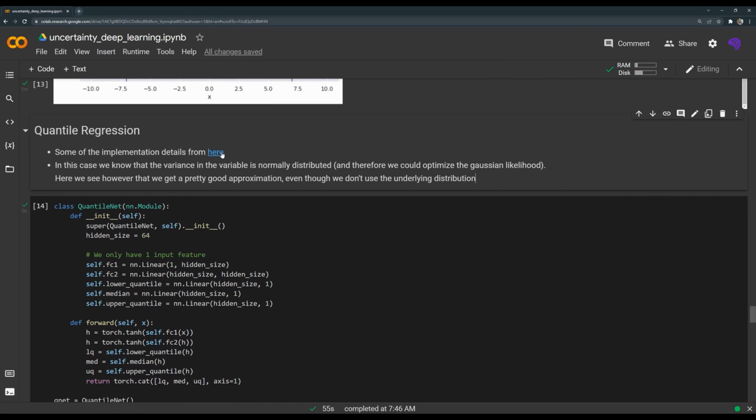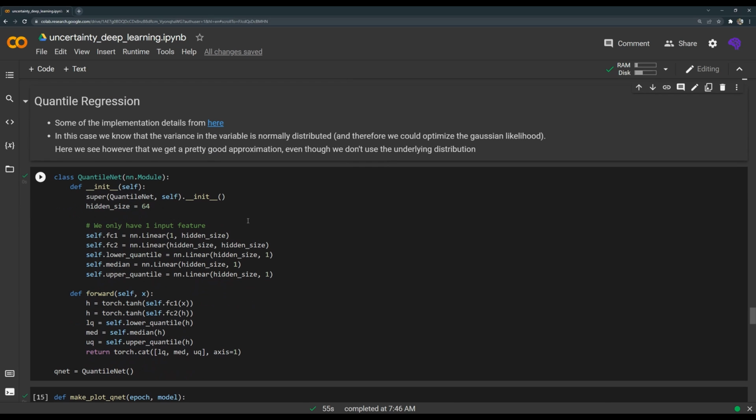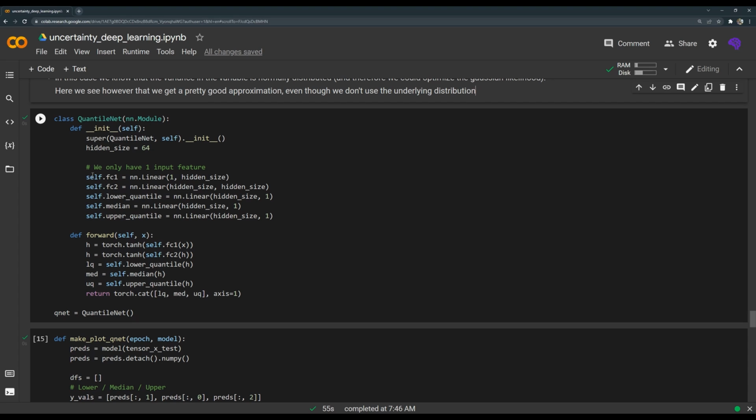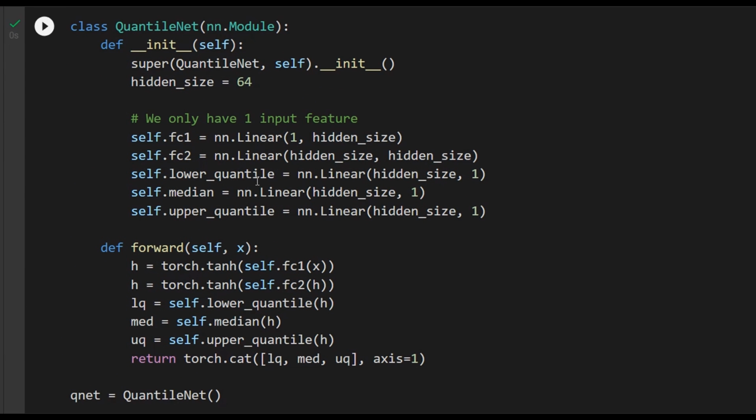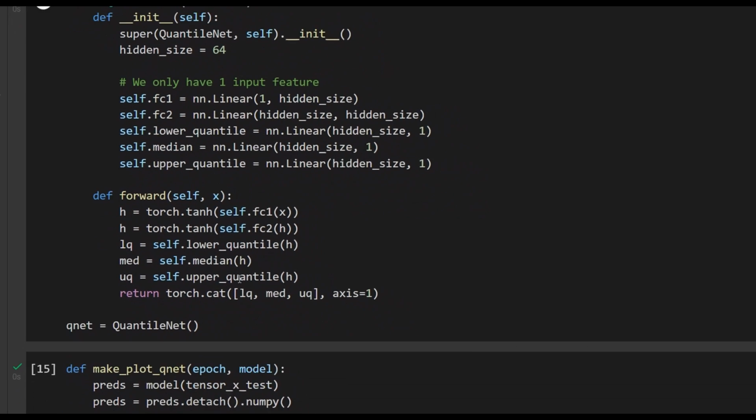I've again got some details for the implementation from this link. The use case when you want to use a quantile regression is when you don't know how the target variable is distributed and when you also just want to estimate some quantiles. For this, we can use the quantile loss function or the pinball loss. The model again is very simple. We have two fully connected layers and then we have three outputs, one for the lower quantile, the median, and the upper quantile. Here the values can be unrestricted, so positive and negative.